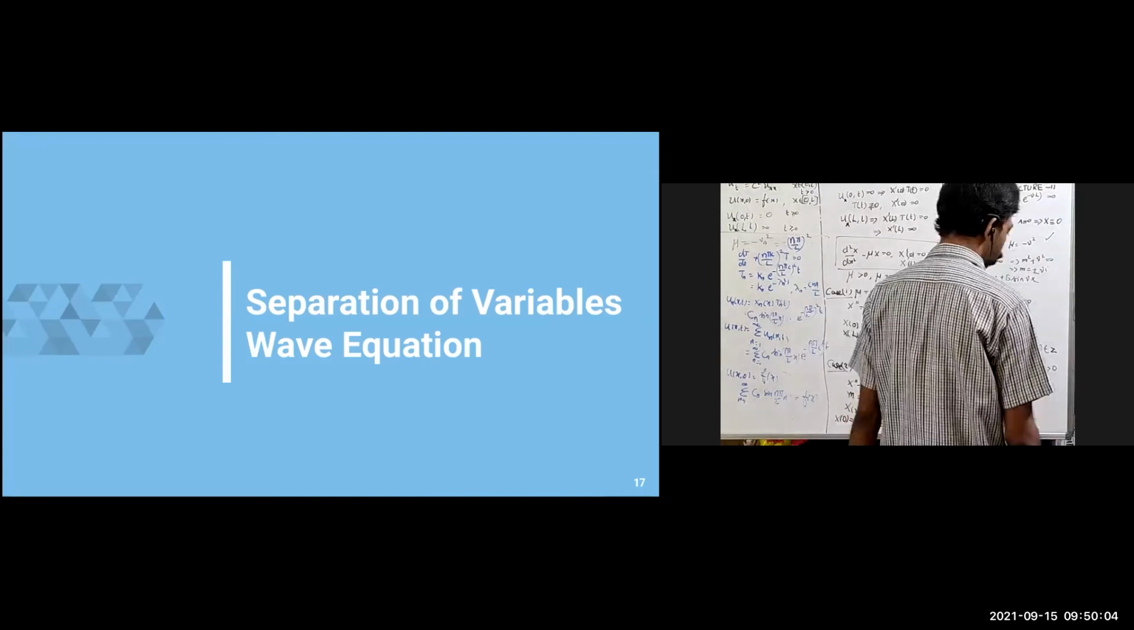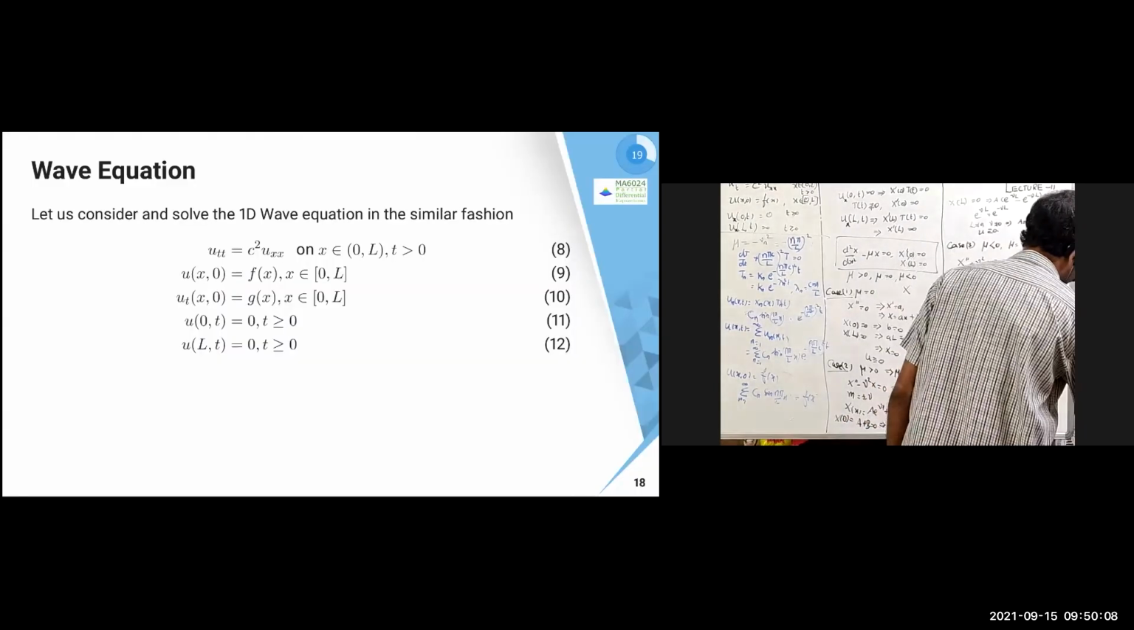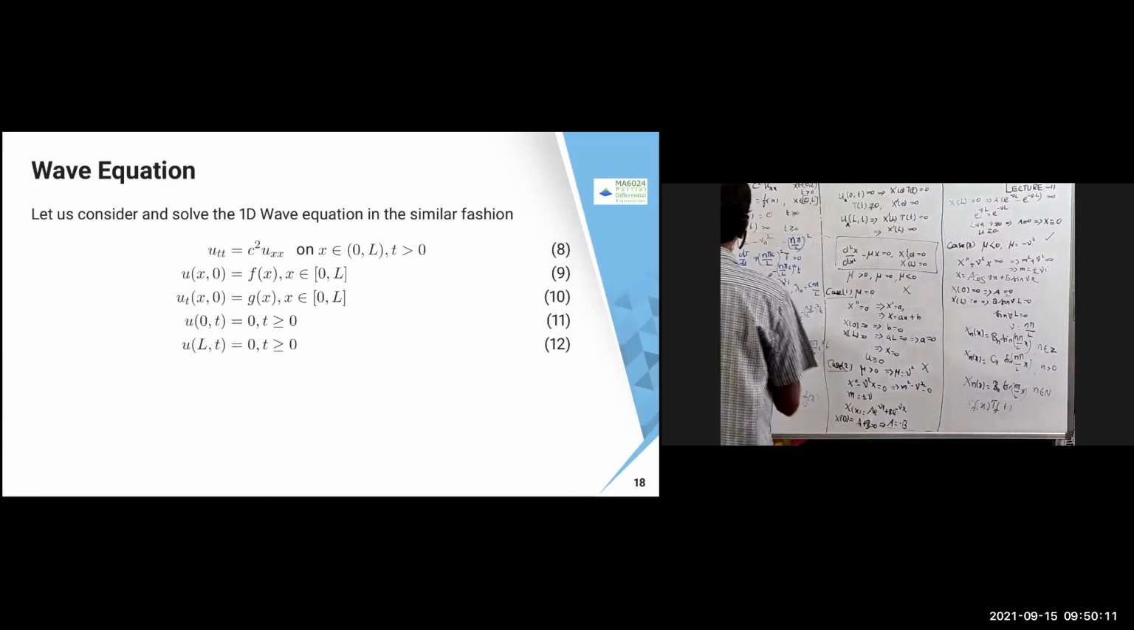Now what I am going to do is the same thing for the separation of variables for the wave equation. I am going to put u_tt here. u_tt is equal to c squared u_xx. u(x, 0) equal to f(x). Okay, I have one more condition: u_t(x, 0) equal to g(x). I am going to put it.